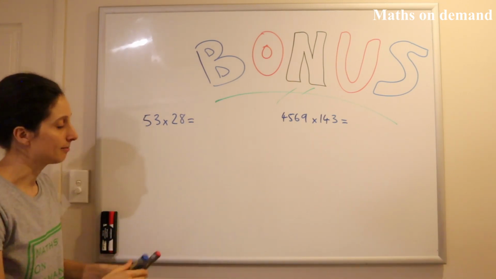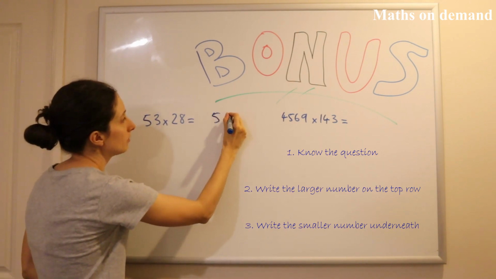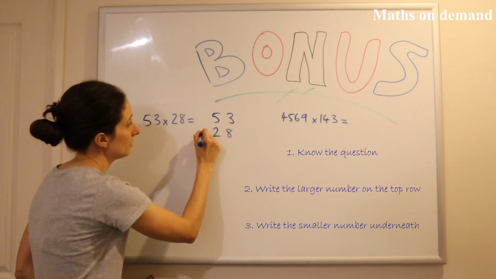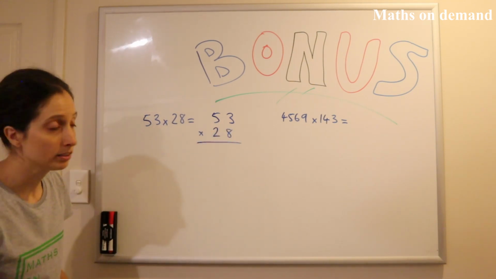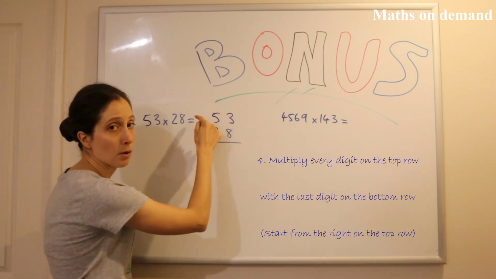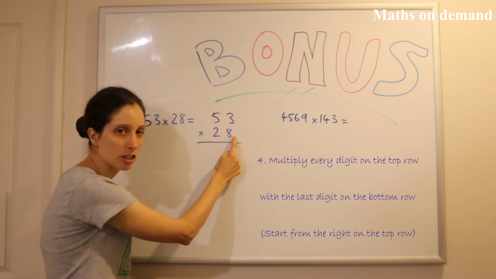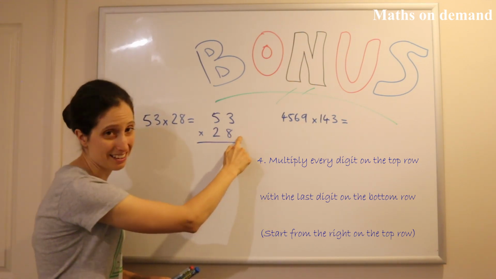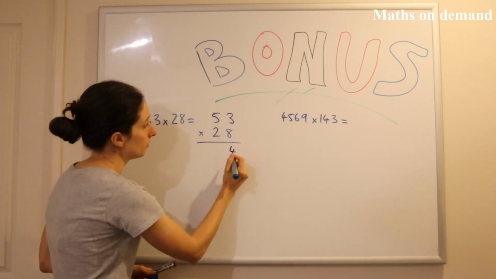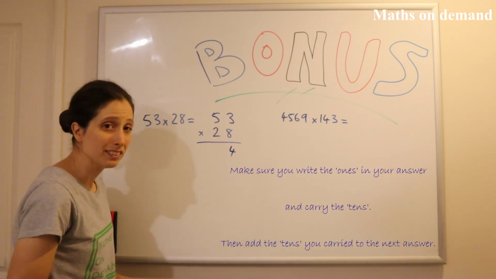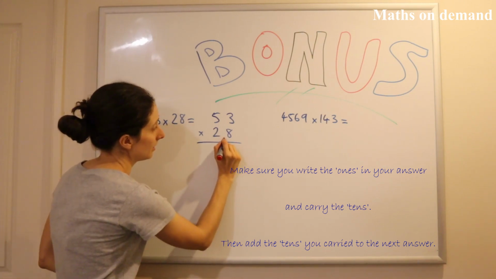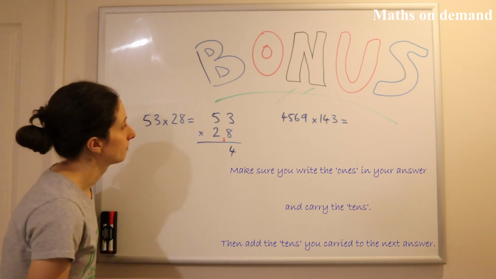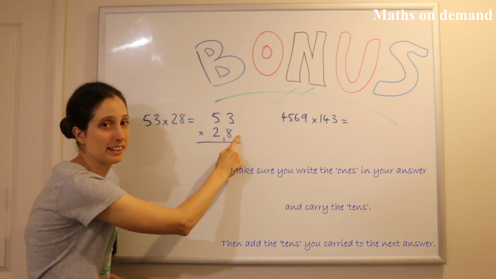53 times 28. Let's write it out. 5, 3, and then make sure we line up the numbers to 8. 53 times 28. Now we're going to multiply everything in the top row by the last digit in the second row. So that means 3 times 8 is 24. Remember, we write the 1s in the answer down here and the 2 we carry, which is the 10s for this question. 5 times 8 is our next one.